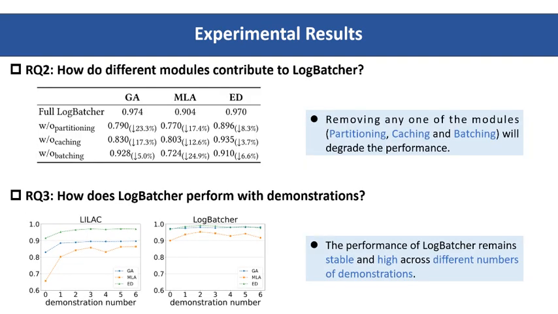LogBatcher contains three modules: partitioning, caching, and batching. The ablation study shows that removing any one of them will degrade the performance. Although LogBatcher is demonstration-free, it still supports demonstrations for more accurate parsing. Compared to Linux, the performance of LogBatcher remains stable and high across different numbers of demonstrations.